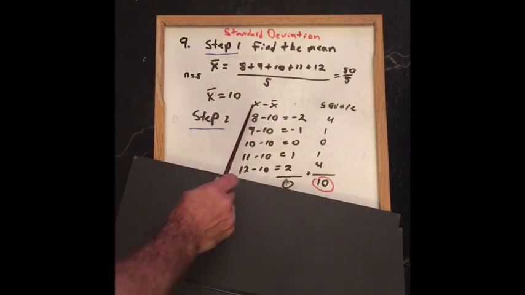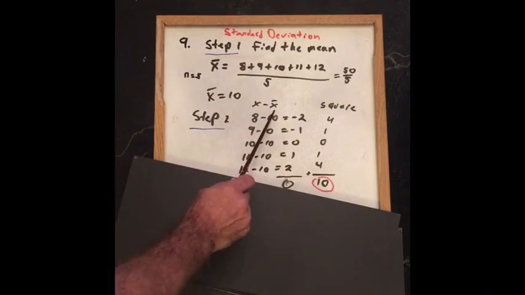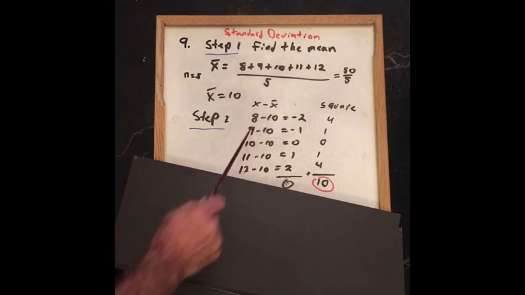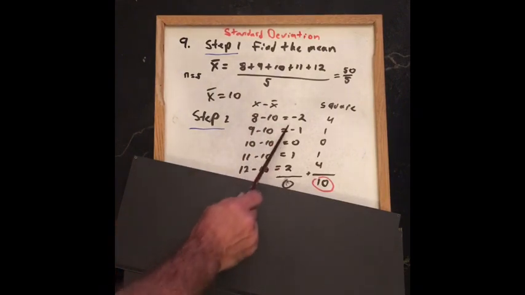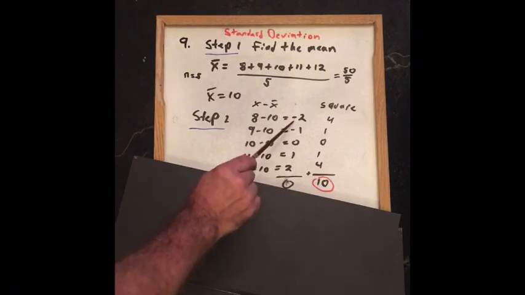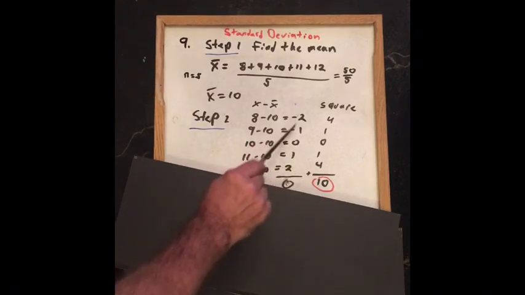Step 2 is to take the data point and subtract the mean. So I did that. Each data point, 8 through 12, subtract the mean, and you get these numbers: minus 2, minus 1, 0, 1, 2. Note that those things add up to 0. These are called the residuals.